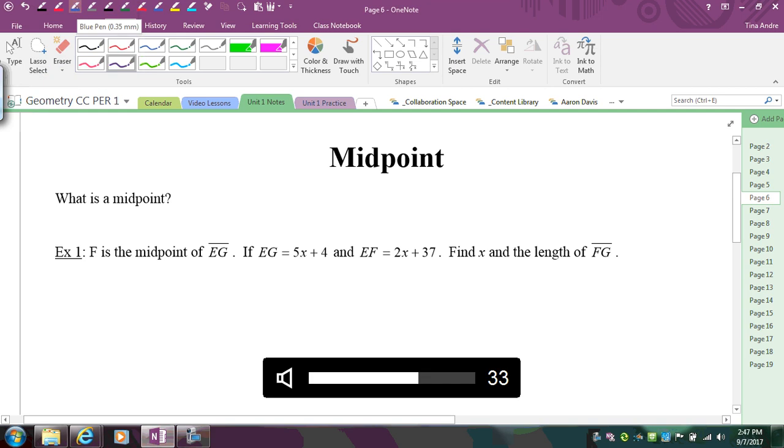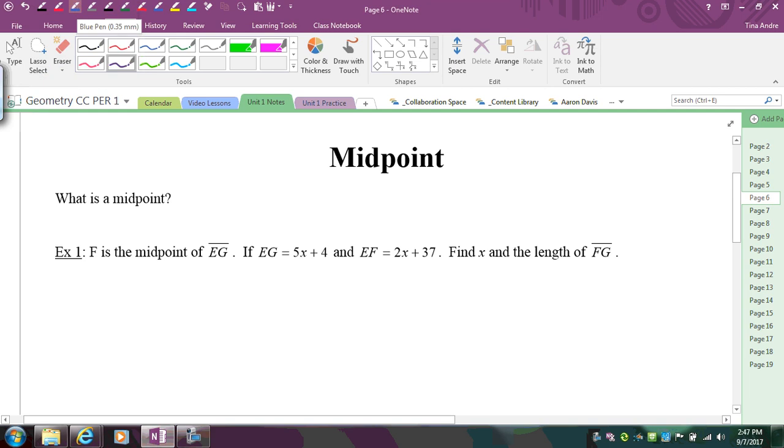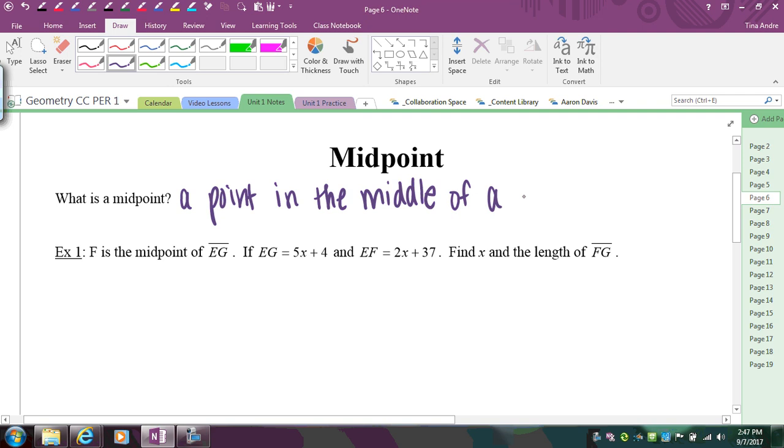In this lesson, we're going to learn how to find the midpoint of a segment. So the first thing is understanding what a midpoint is. The midpoint is the point in the middle of a segment. So it just makes perfect sense. Midpoint, middle point. So a point in the middle of a segment.